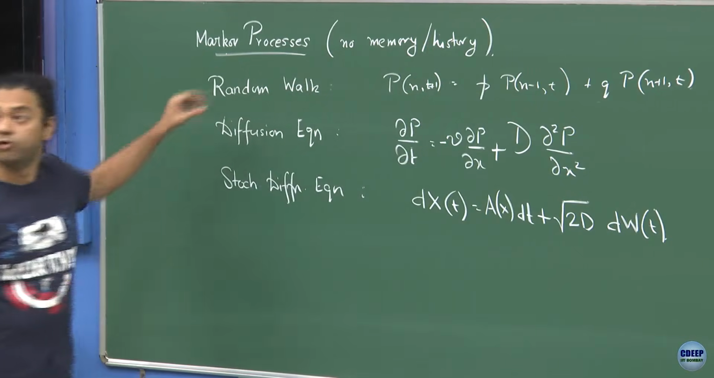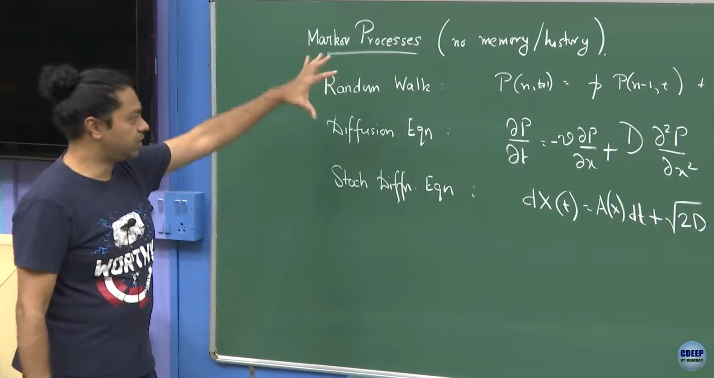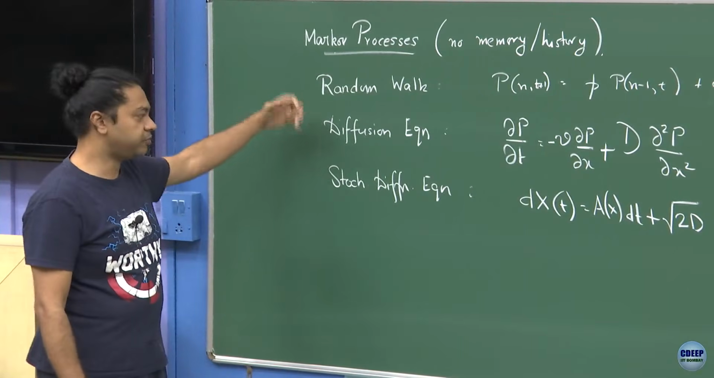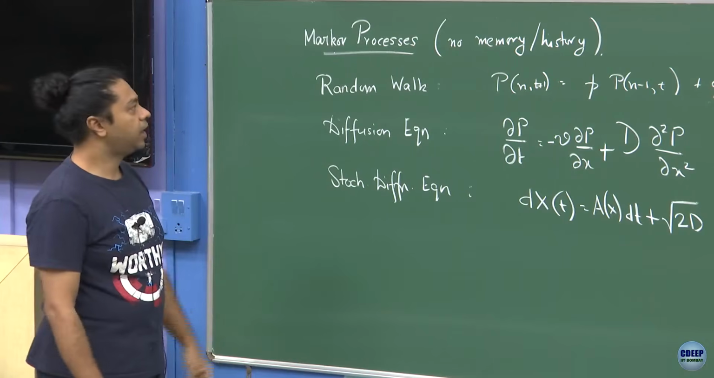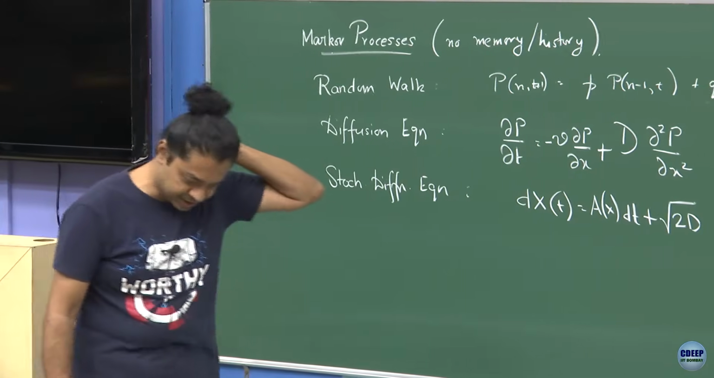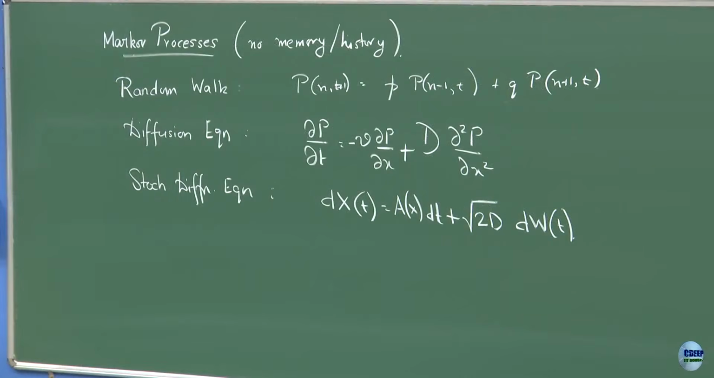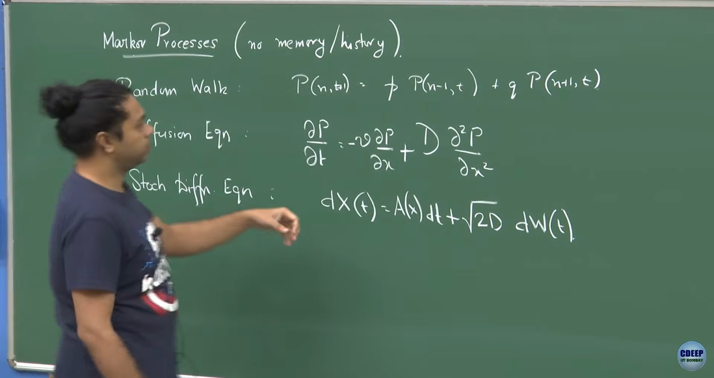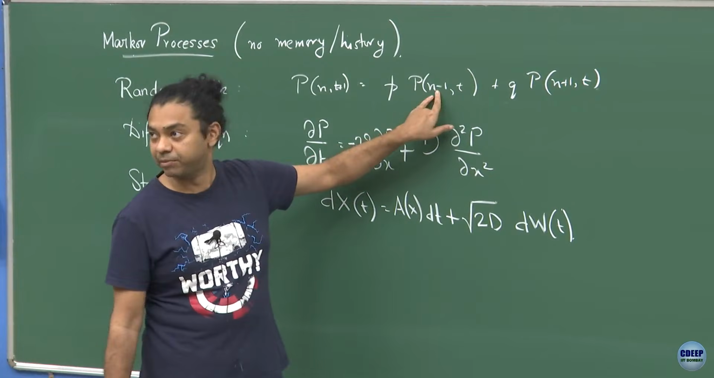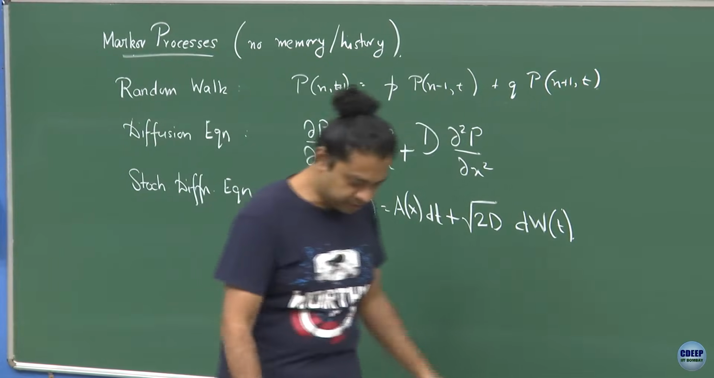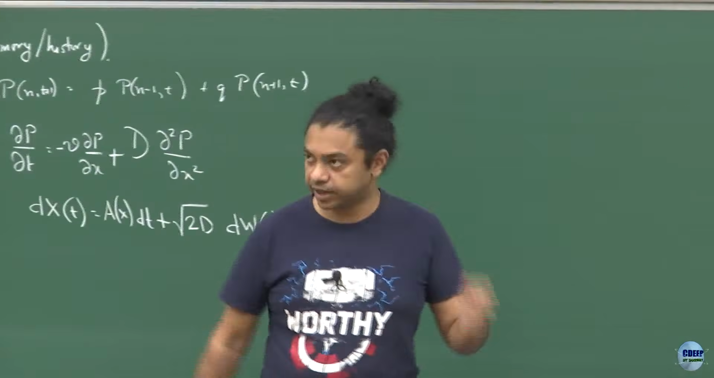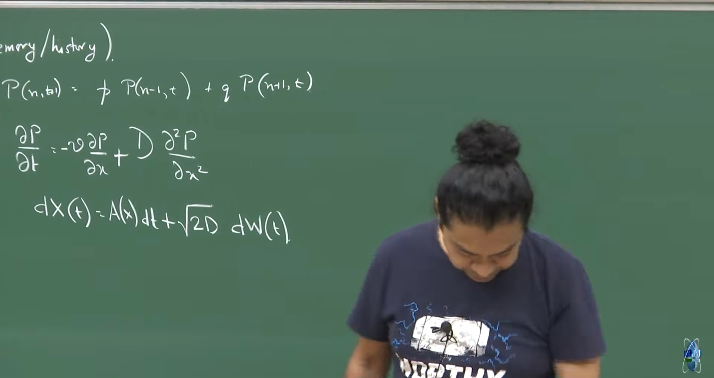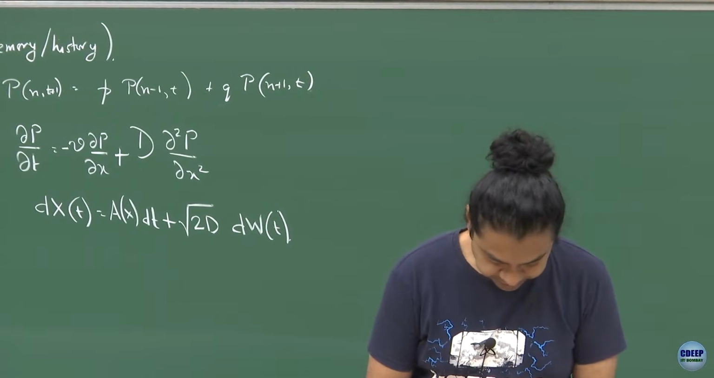So, that is what we will try to formulate a little generally, and then look at all the analogues of the diffusion equation and so on for a general Markov process. That is the next part of the course. It depends only on where you are now, but it does not depend on how you got here. So, it depends on a one step memory, essentially just where you were at the previous step, but nothing beyond that. Single step memory, if you want. All right, so that is the idea.